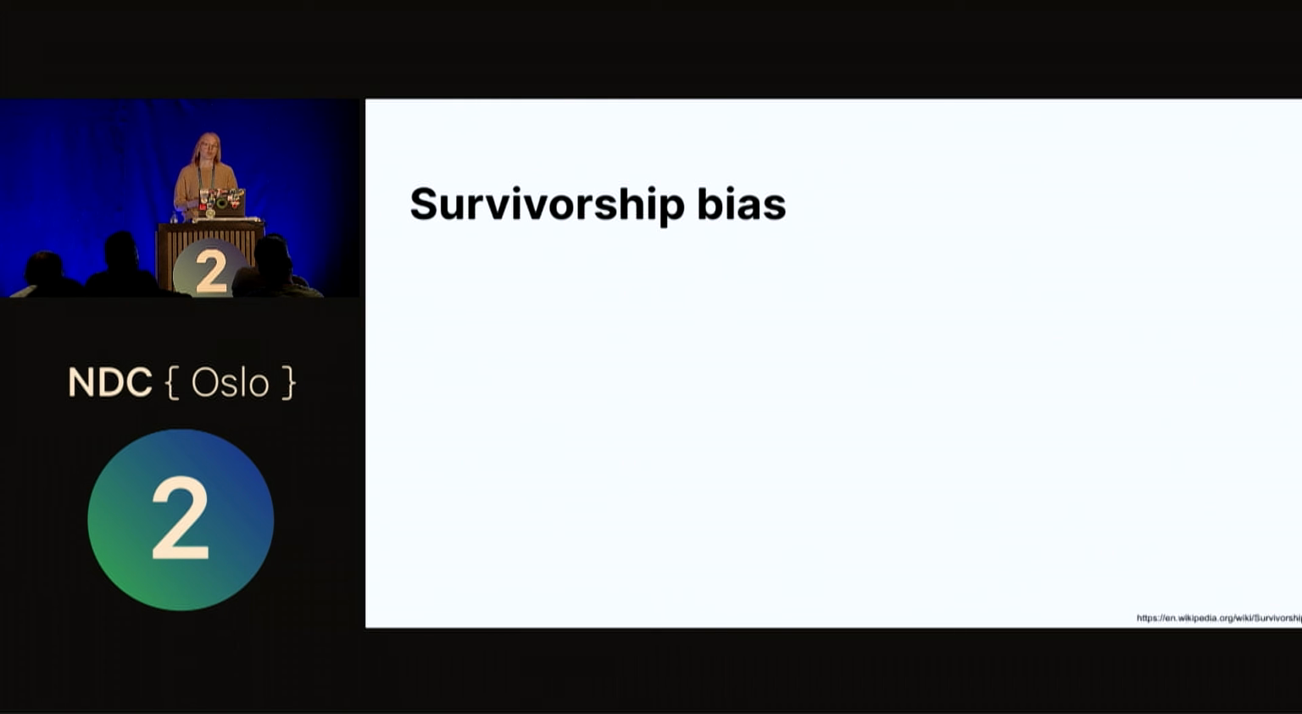The final bias that I want to talk about is survivorship bias. This is a form of bias where our sample only includes those observations that made it past some sort of selection process.